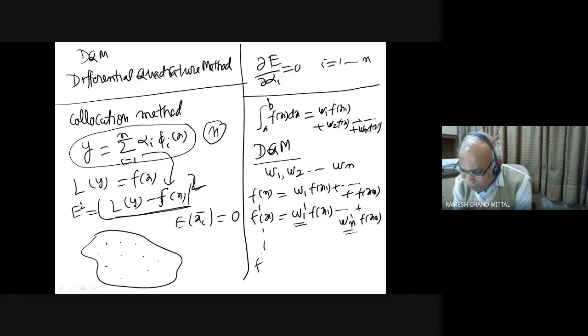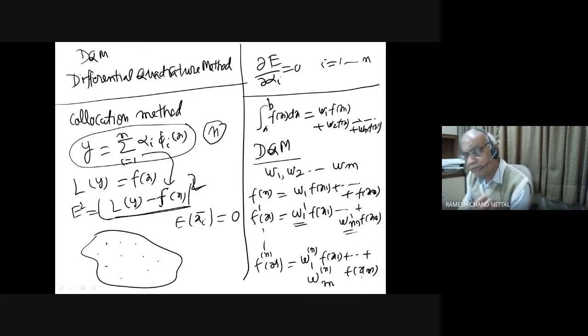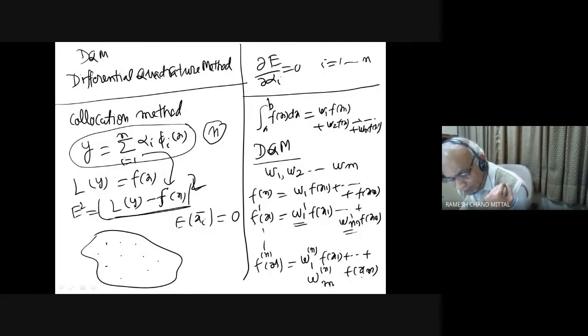And similarly, if I have the nth derivative, then I have my weights w1 n here. I write m here, so there is no confusion to you: the weight function wm, and this is the nth derivative of f at xm. What I mean to say is my derivatives are approximated in terms of the known function and the weight function, and the problem before me is to find the weight function.